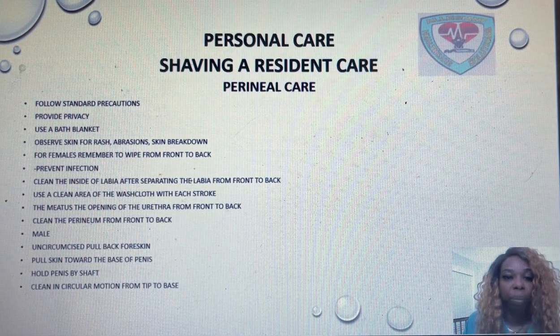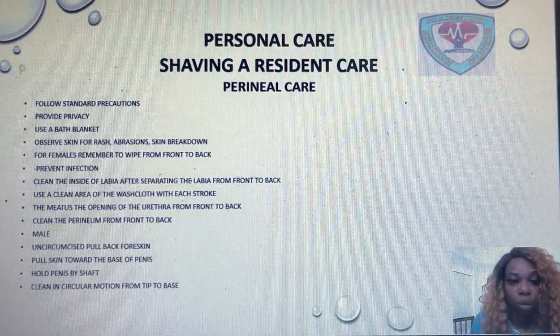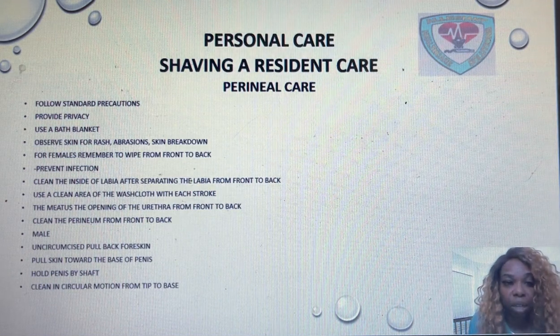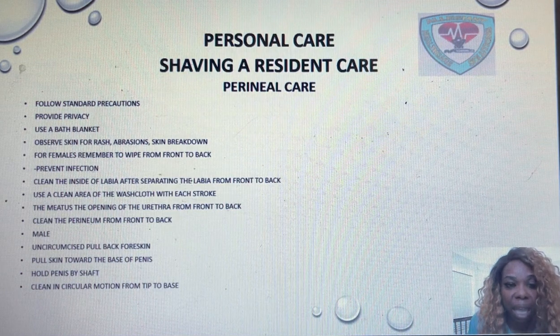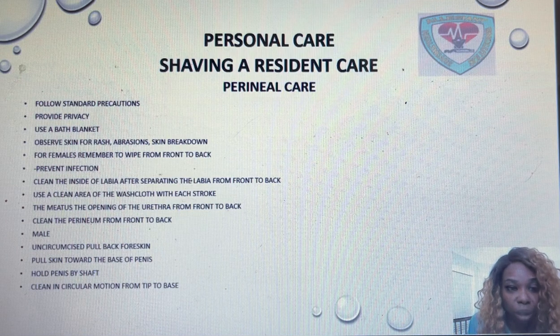When you are providing perineal care, this is a good time for you to observe the skin. You want to look for any discoloration in the skin. You want to look for any type of rash or any signs of skin breakdown in order for you to report this to the nurse.